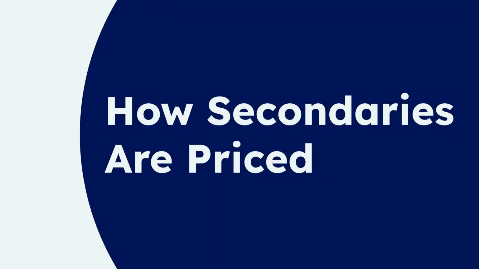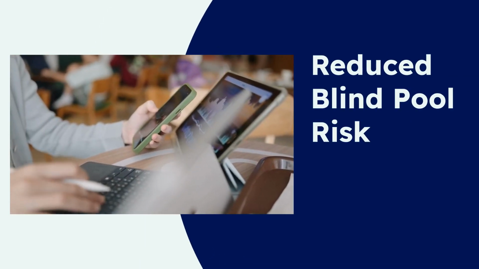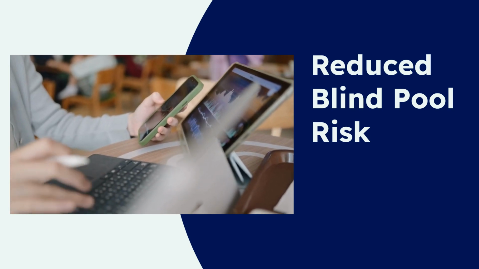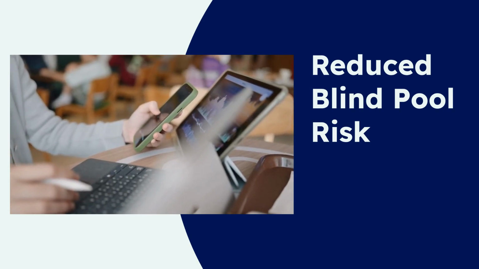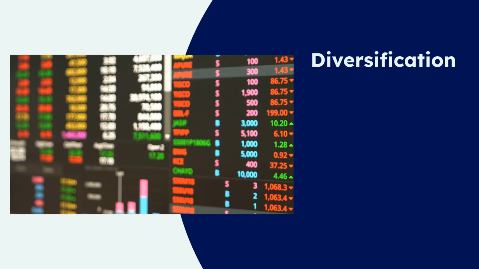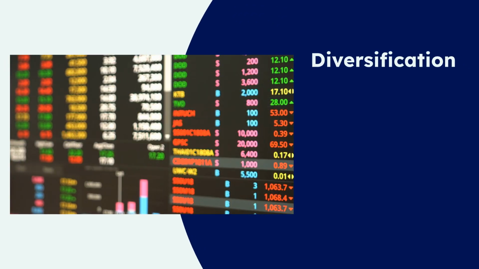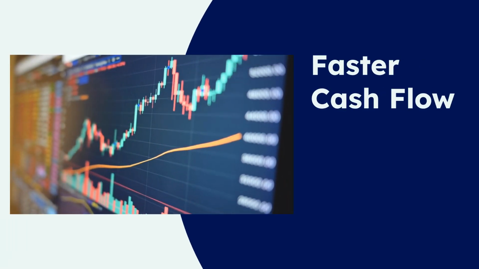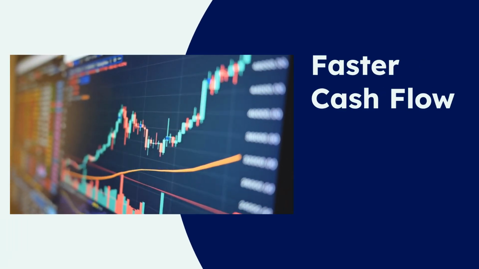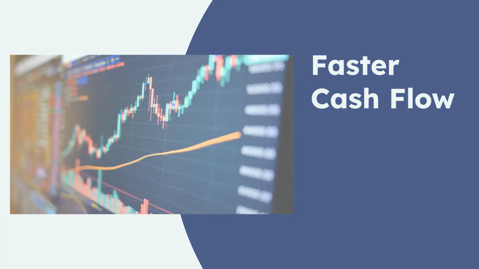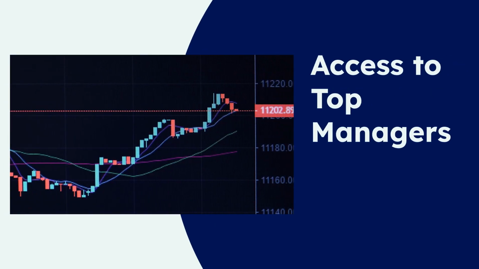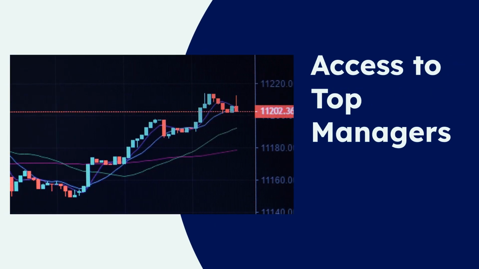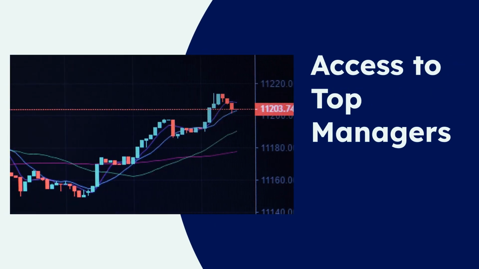Let's talk about pricing in the secondaries market. One major advantage for buyers is reduced blind pool risk. The assets are already visible and seasoned, offering greater certainty. Secondaries provide excellent diversification opportunities across different vintages, sectors, and geographies. Buyers also benefit from a faster cash flow profile with a shorter J-curve compared to making primary commitments. Crucially, secondaries offer access to top-tier private equity managers who might otherwise be closed to new investments.